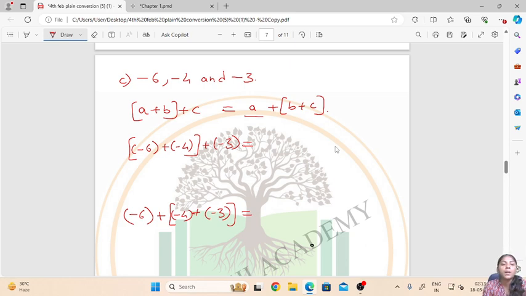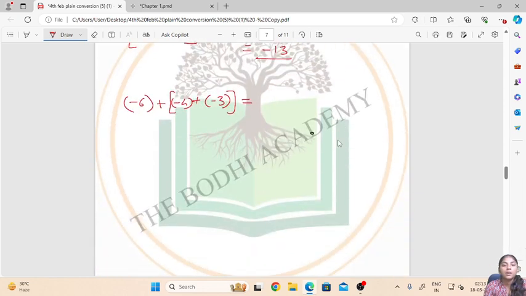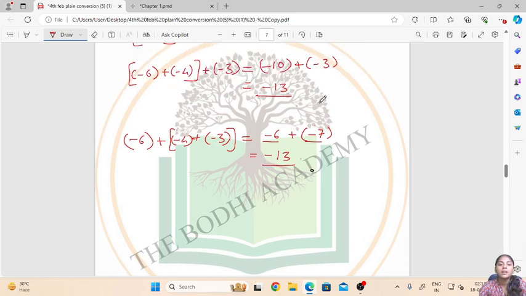So let us try to solve these two. First here it will be minus 6 plus minus 4. So minus 10 plus minus 3, and the answer will be minus 13. Here we will have minus 6 plus minus 4 plus minus 3. It will be minus 7. So minus 6 minus 7, the answer will be minus 13. So we are getting the same answer.